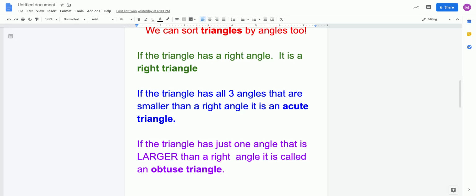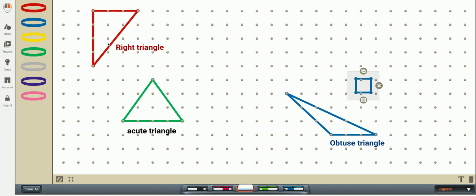So let's go over to this page. Here's an example of a right triangle. I can put that square right in that corner and it is a right angle. That makes this a right triangle. All three corners of this are smaller than a right angle, so they are all acute angles, making this an acute triangle. This angle here is larger than a right angle, which makes it an obtuse angle. And if your triangle has one obtuse angle, it is considered an obtuse triangle.